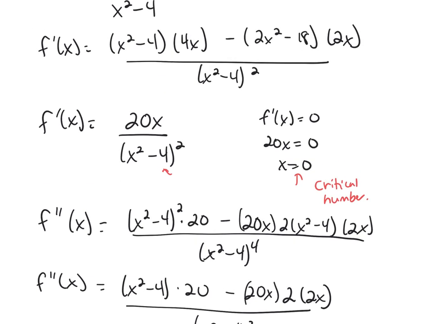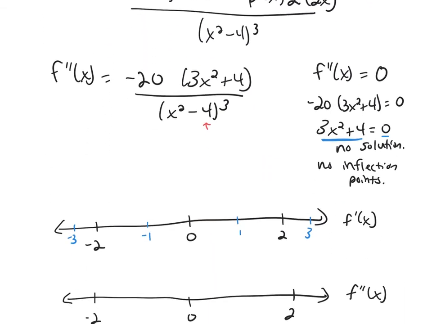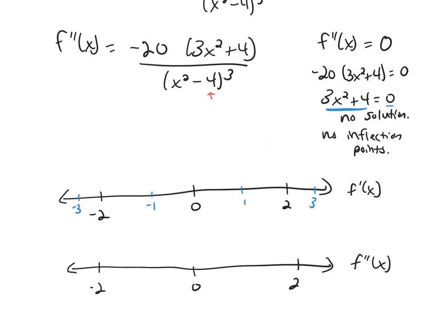Now notice this bottom, it's a square, so it'll always be positive. So you just need to look at the top, 20x, for the sign. Is it going to be positive or negative? So if I take 20 times negative 3, that would be negative. 20 times negative 1, negative. 20 times positive 1, positive, and a positive.